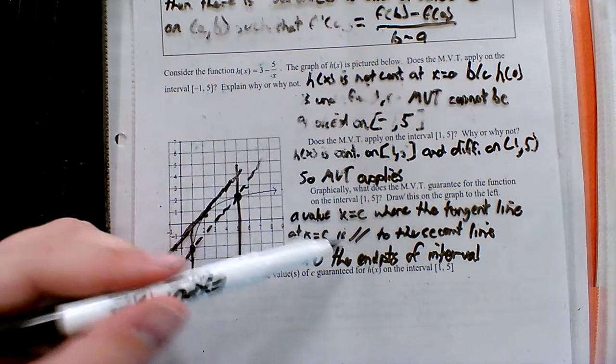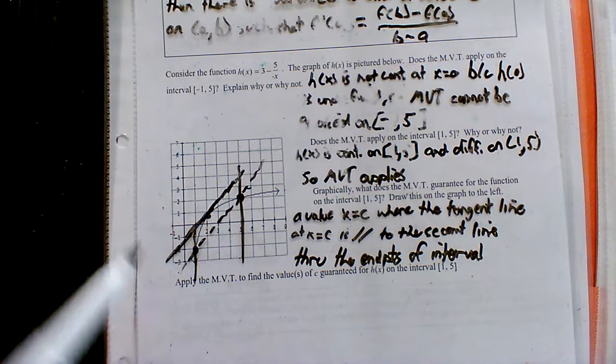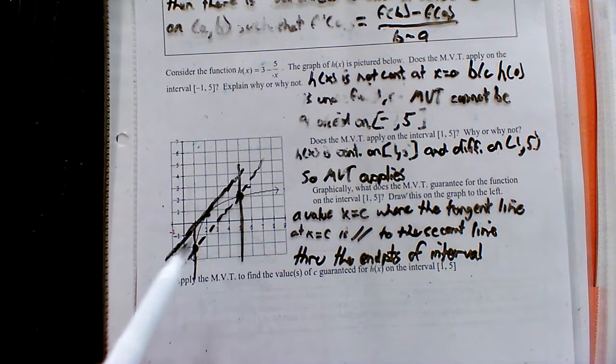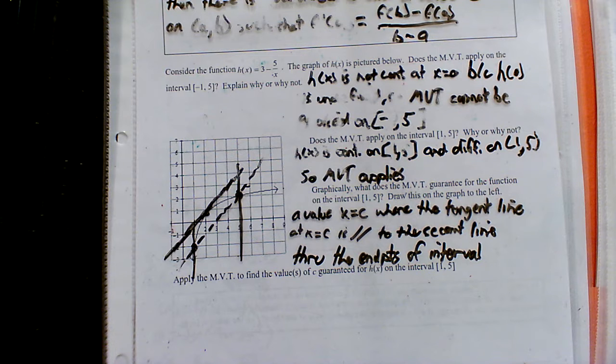So a value x equals c where the tangent line at x equals c is parallel to the secant line through the endpoints of the interval. So we drew our secant line, it was the endpoints. Somewhere in there was a c value where the tangent line is parallel to that secant line. Now that's just the idea of it. We haven't found anything yet. Are we okay with the idea, the definition, and how it applies to this?